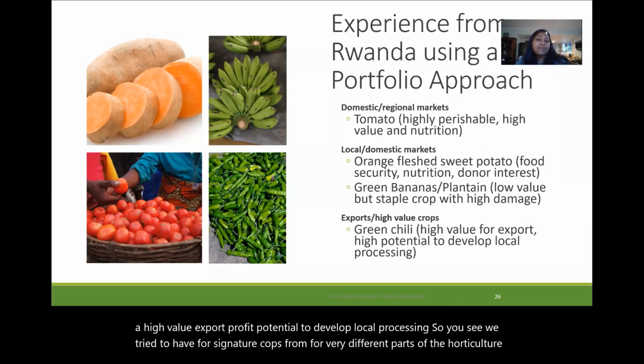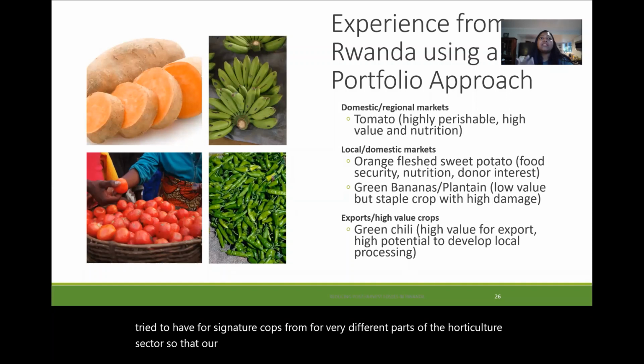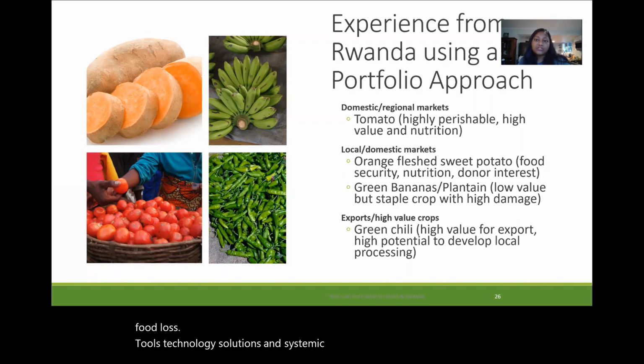that our hypothesis was that if we work on these 4, the food loss tools, technology solutions, and systemic change will flow to the rest of the horticulture sector, which we did see happen.